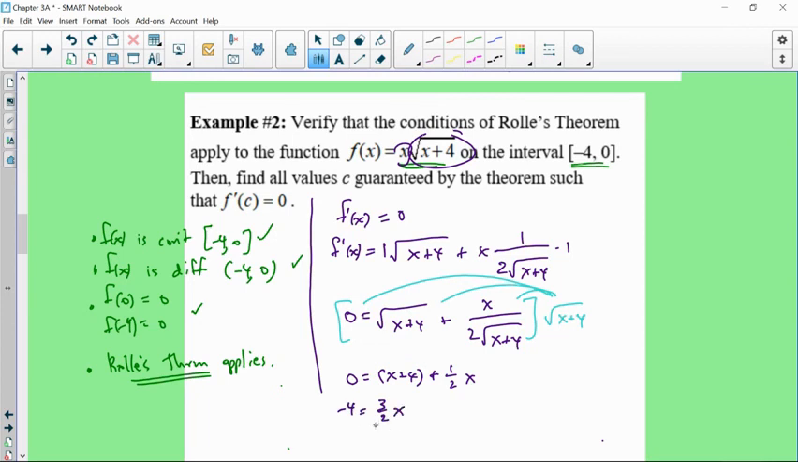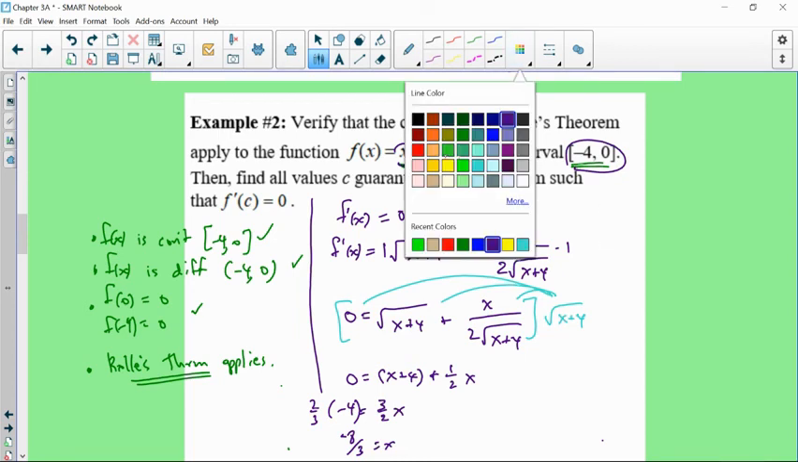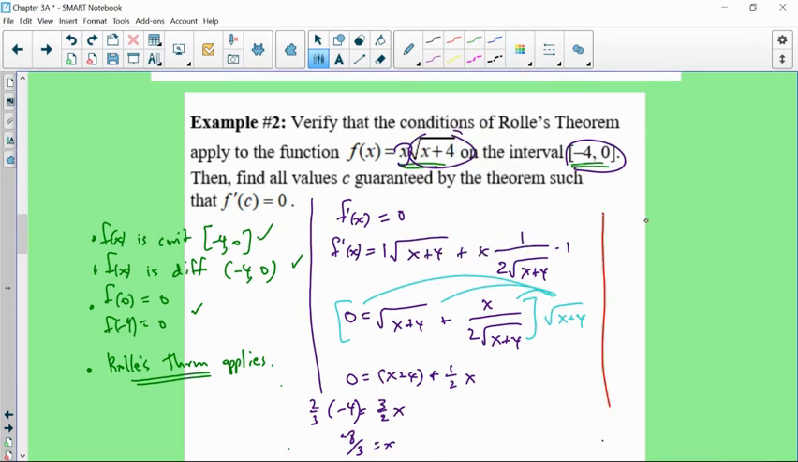And then we can multiply by 2/3, same thing as dividing by 3/2. So we take that times 2/3, and we get negative 8/3 equals x. Now that negative 8/3, only 1, but it falls within that interval. So I could say my c value then is equal to negative 8/3. And again, it was guaranteed by Rolle's theorem because all 3 of the conditions were satisfied.